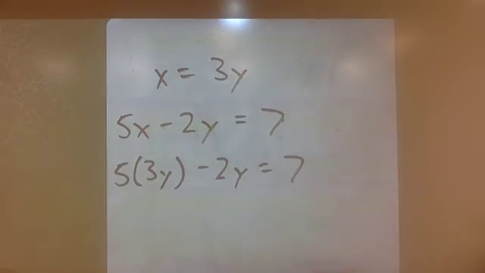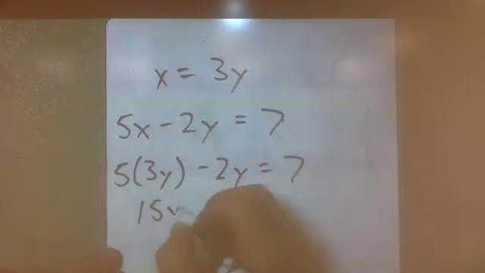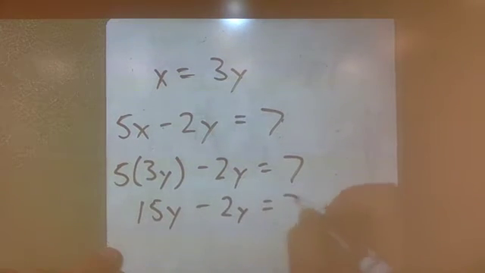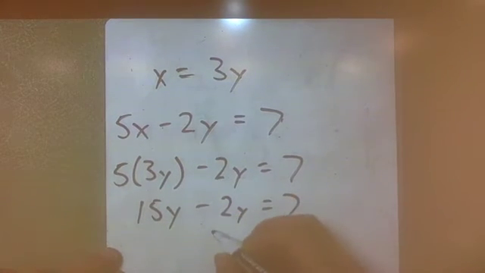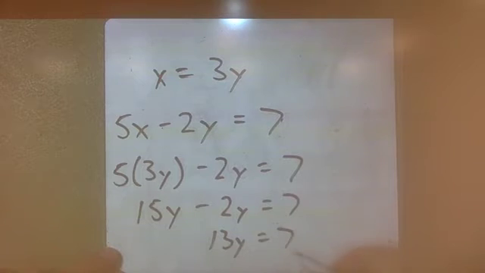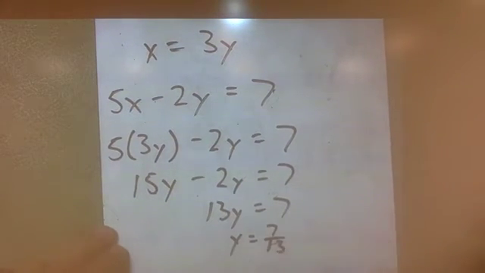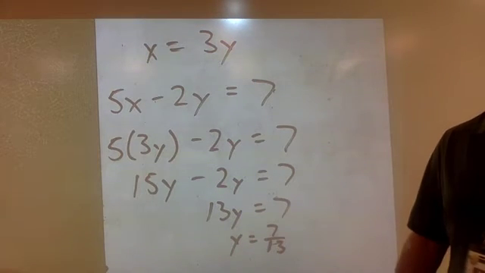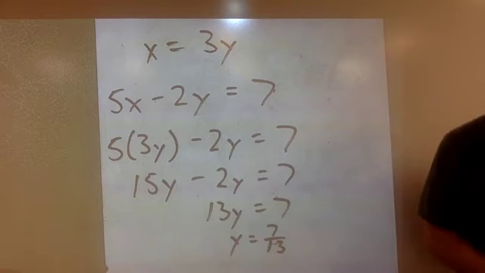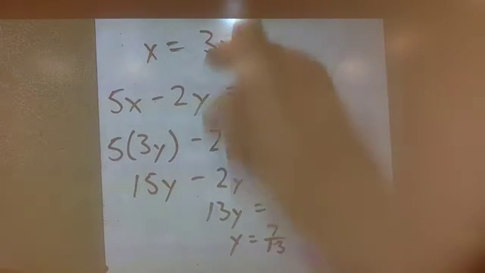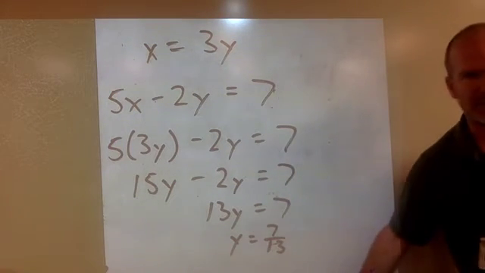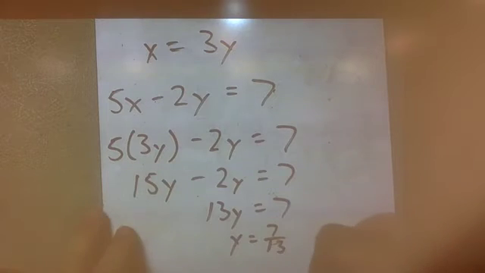Now you can solve. 15y, that's 5 times 3, minus 2y equals 7. 15 minus 2 is 13y equals 7. Divide by 13. Y is equal to 7 divided by 13. A fraction, 7/13. We're done. That's y. That's what y equals. All right, and then we could substitute that back in to solve for x, but I'm not going to mess with that because it's an ugly fraction.